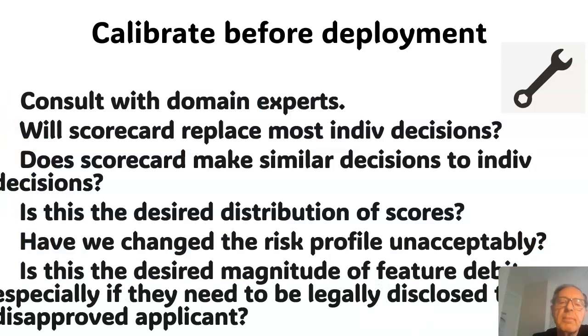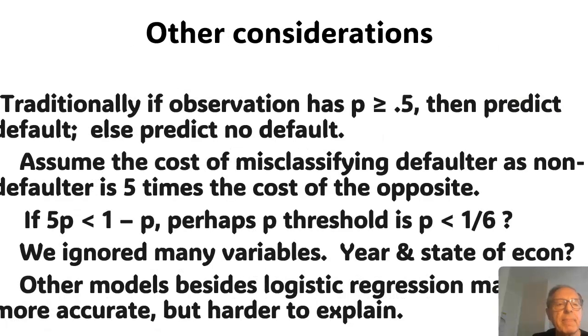Before putting this model into practice, we'd consult with the domain experts. We'd like them to do a sample of decisions of a few observations and compare those to the scorecard. We'd like the domain expert to ask if this is the desired distribution of scores. Have we changed the risk profile unacceptably? And perhaps if we had, we would go back and recalibrate our model.